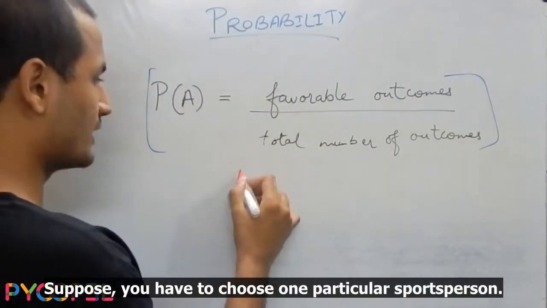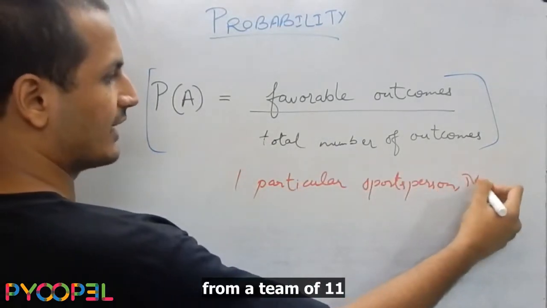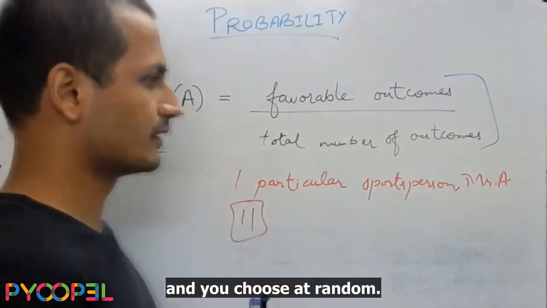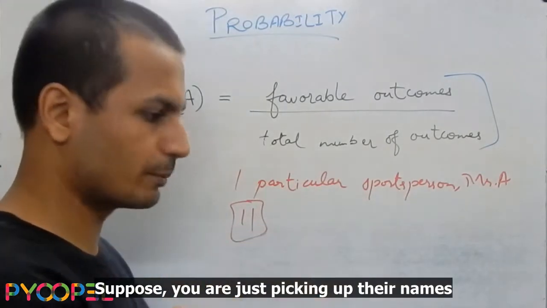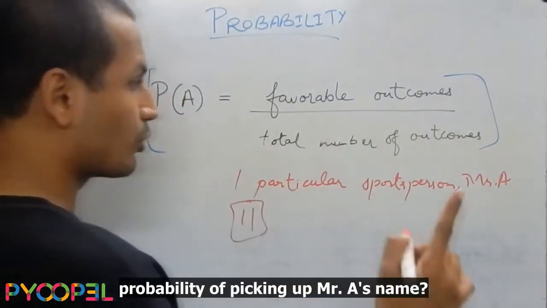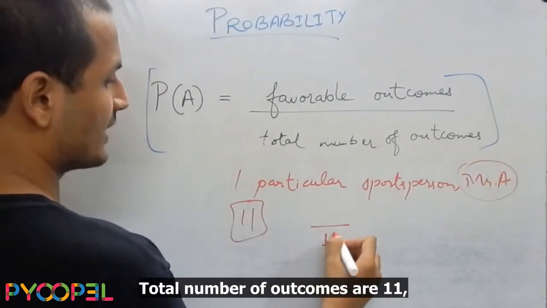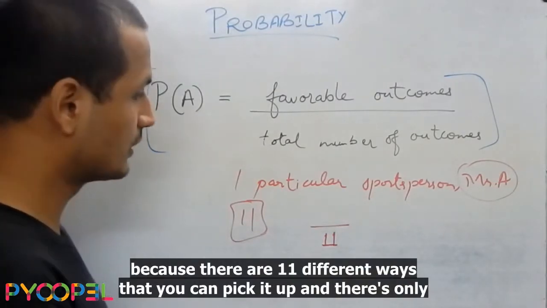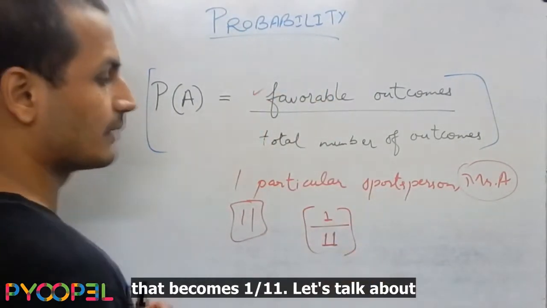Suppose you have to choose one particular sports person, let's say he's Mr. A, from a team of 11, and you choose at random. Suppose you're just picking up their names from a box. So what is the probability of picking up Mr. A's name? Well, the total number of outcomes is 11, because there are 11 different ways that you can pick, and there is only one favorable outcome. So the probability of doing that becomes 1 by 11.